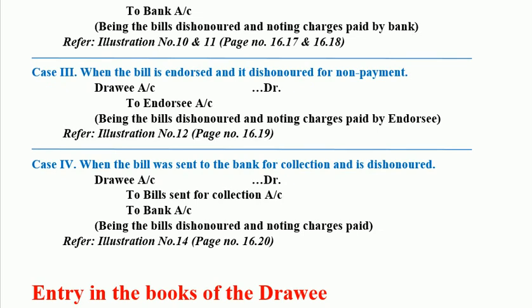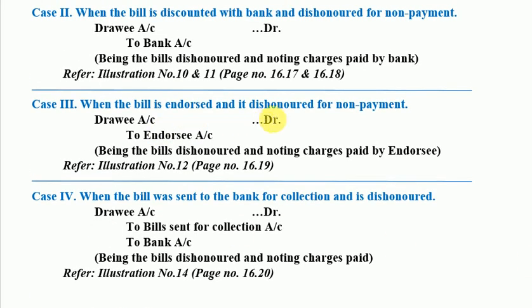Now comes case 3, when the bill was previously endorsed and it gets dishonored for non-payment. I hope you remember endorsement. Whenever a previously endorsed bill gets dishonored due to non-payment, the journal entry in the books of the drawer is: drawee account debit to endorsee account. The same concept applies. The drawee becomes the debtor of the drawer and the endorsee becomes the creditor of the drawer, being the bills dishonored and noting charges paid by the endorsee.